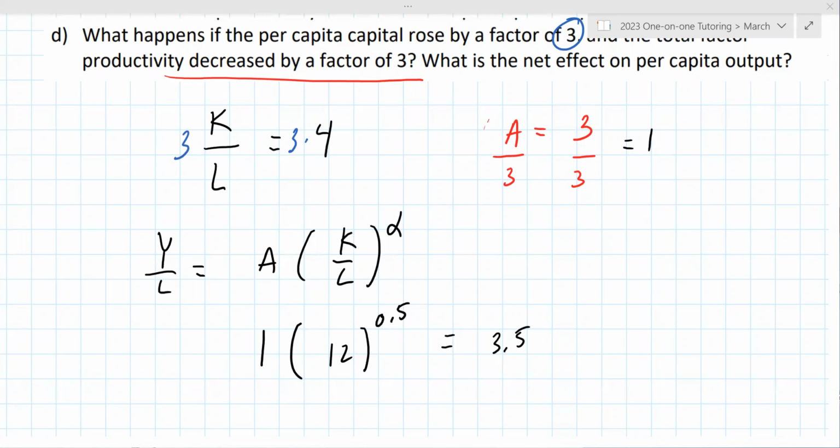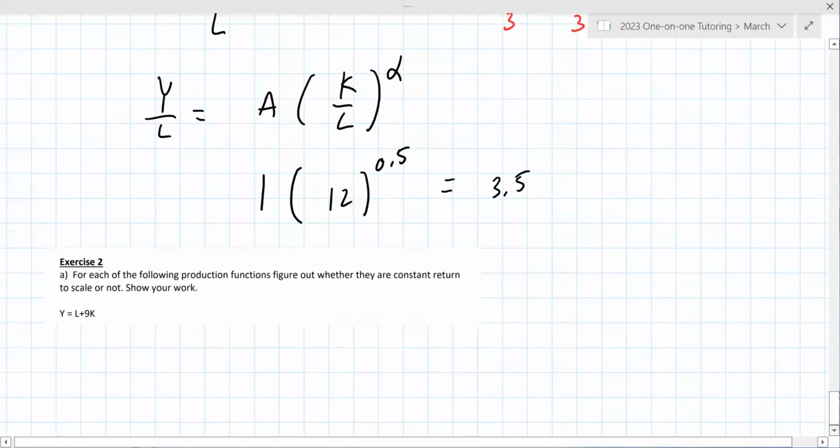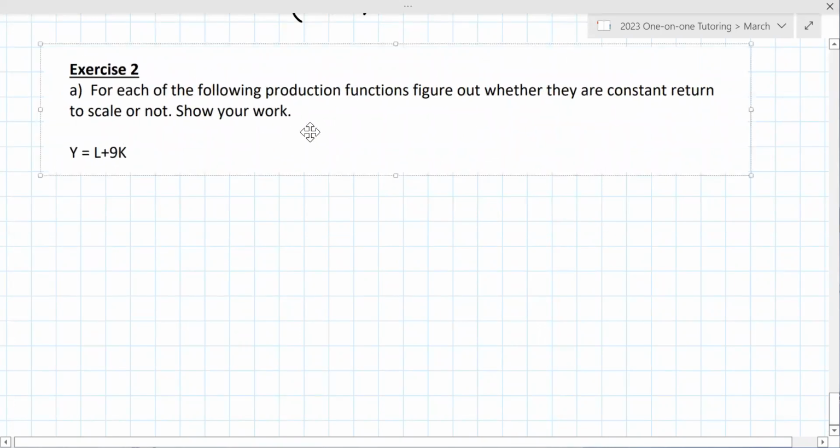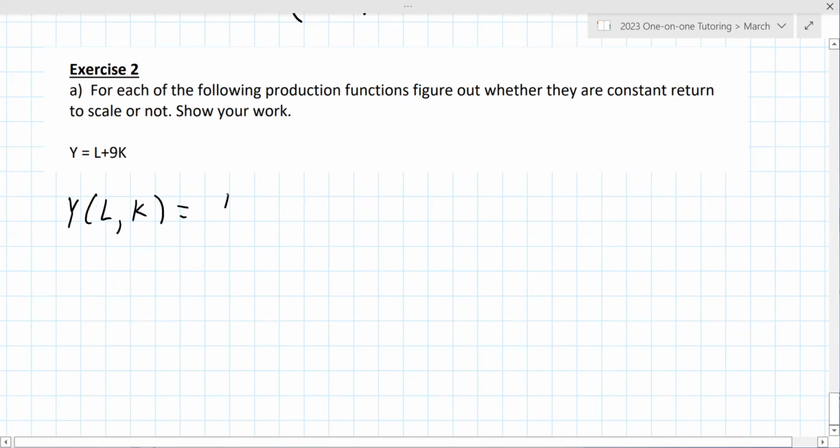Actually, we should have done exercise 2A earlier, but that's okay. It's related to part A that we just did, so we'll move on to that now. For each of the following production functions, figure out whether they are constant returns to scale or not. So Y is a function of L and K, and it's L plus 9K.